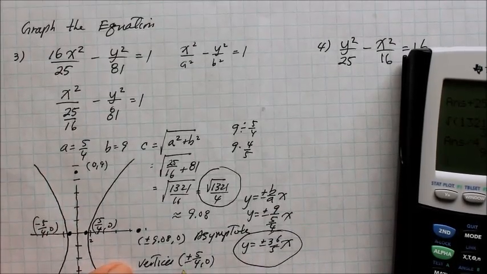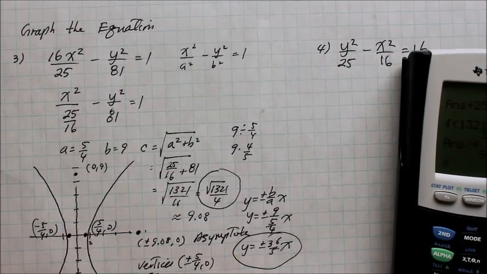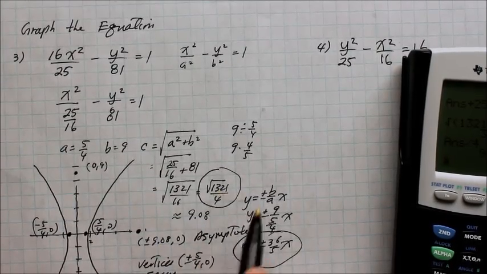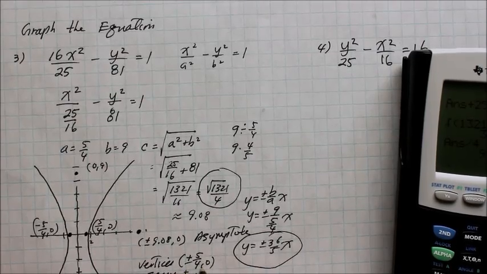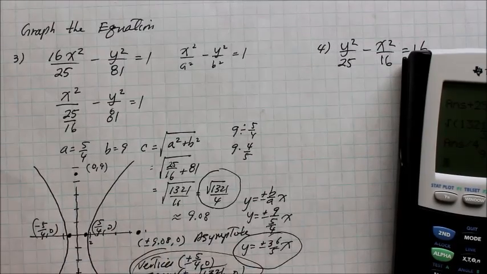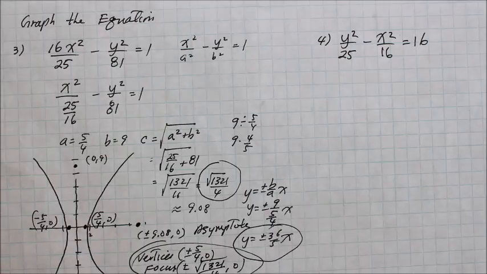Here are my vertices' coordinates. And my focus has already been found over here. But there it is: plus or minus square root of 1321 over 4 and 0. I hope you can see all this. Okay? Now see if you can try this number 4.